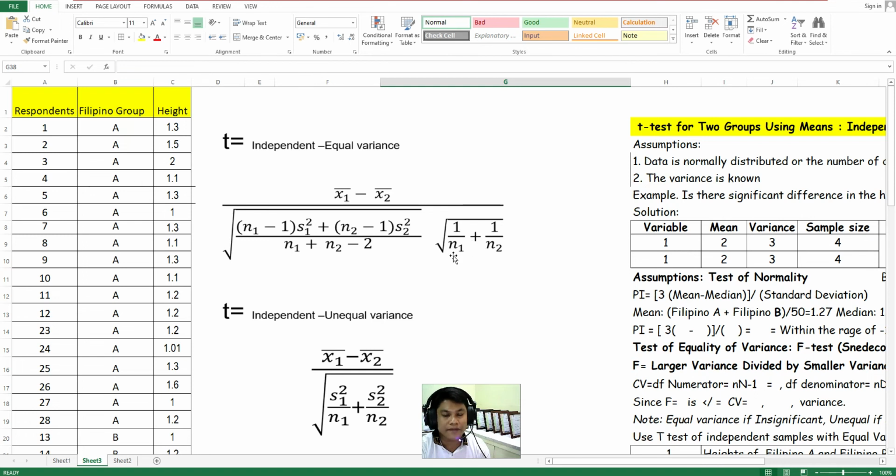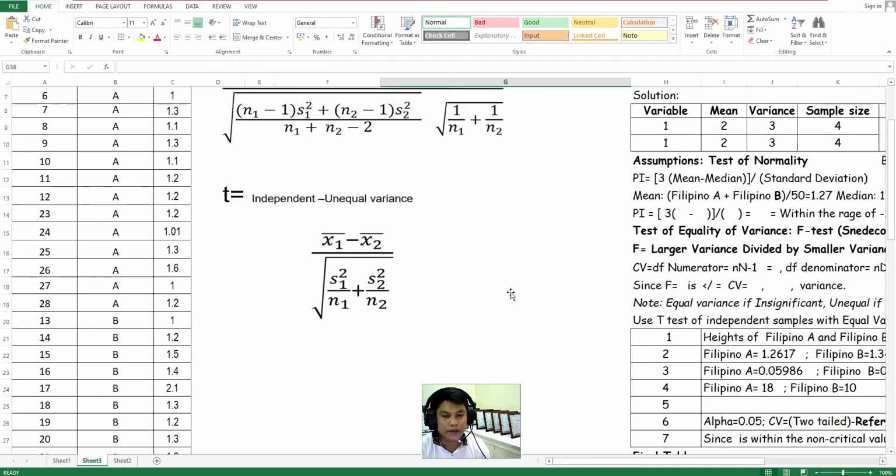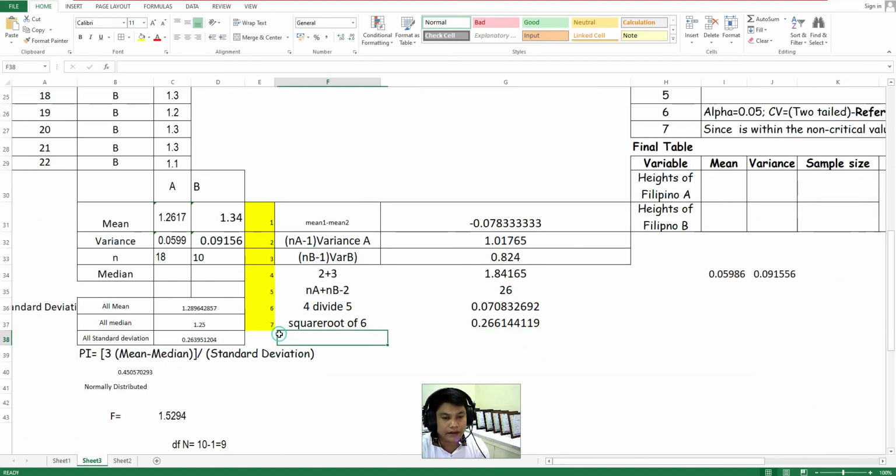So that is 1 divided by n1 plus 1 over n2. You add that first, then you get the square root. So I think we can summarize that, number 8. So first, square root of the sum of 1 over NA and 1 over NB.